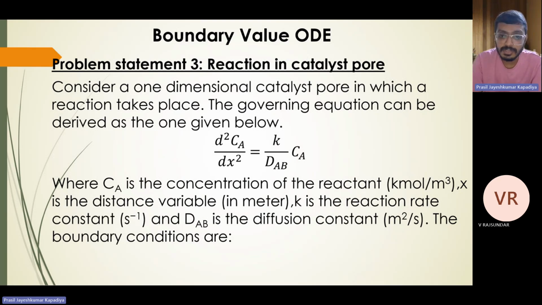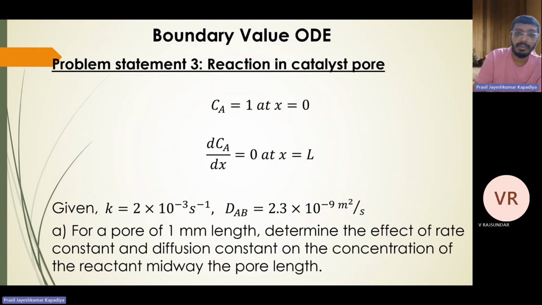And DAB is the diffusion constant, meter square per second. The boundary conditions are given as Ca is equal to 1 at x is equal to 0, and dCa by dx is equal to 0 at x is equal to L. So the first part is given, K is equal to 2 into 10 raised to minus 3 second inverse, and DAB is given as 2.3 into 10 raised to minus 9 meter square per second.